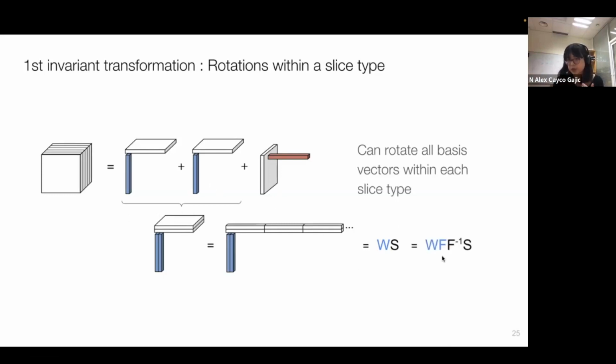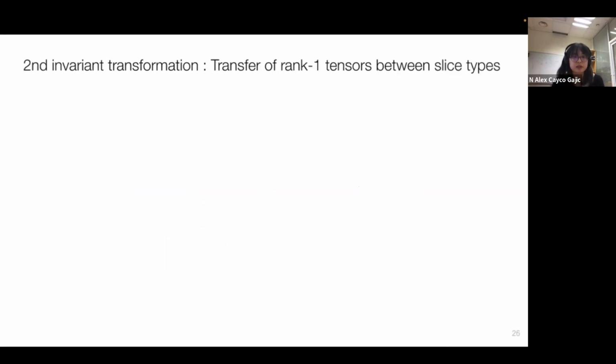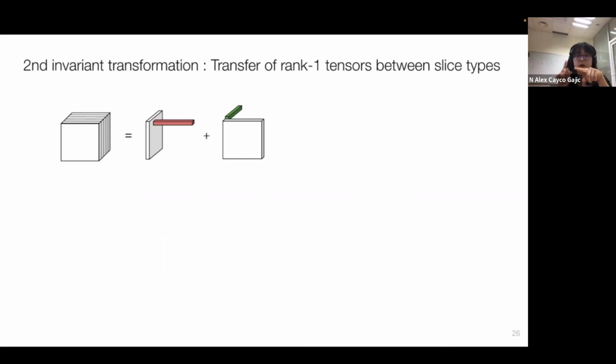The problem is that we can insert an invertible matrix here, and then we can rotate the weights and rotate the scores. And so now you no longer have a unique solution to this decomposition. So this is an invariant transformation that is inherited from matrix factorizations, and we can use matrix factorization methods to take care of this. And then the second invariant transformation is that it turns out you can actually transfer a rank 1 tensor between the slice types. So I'll go through this quickly.